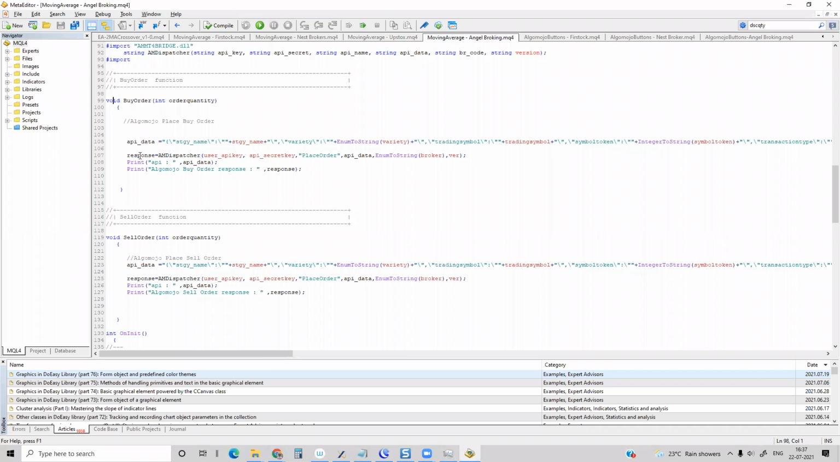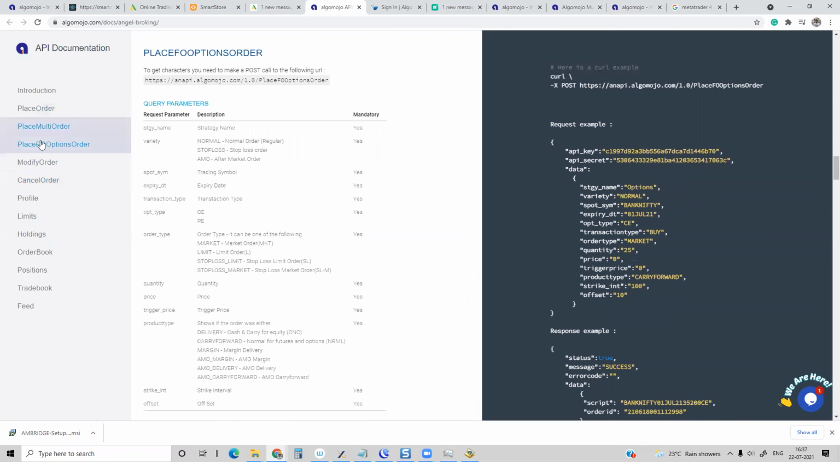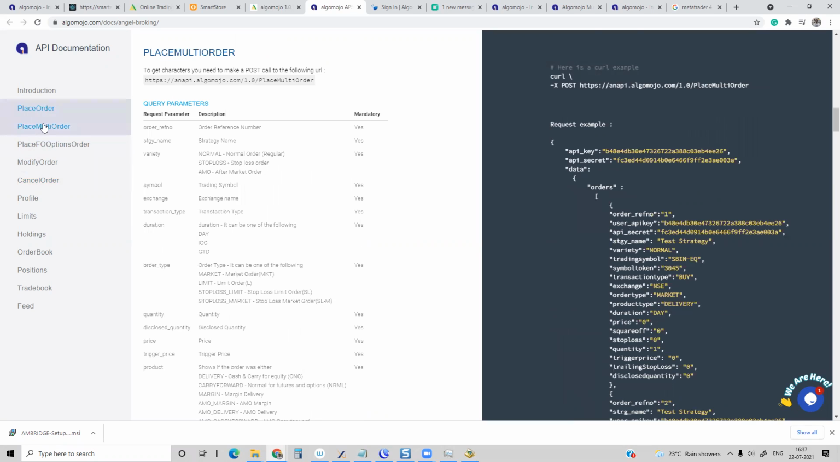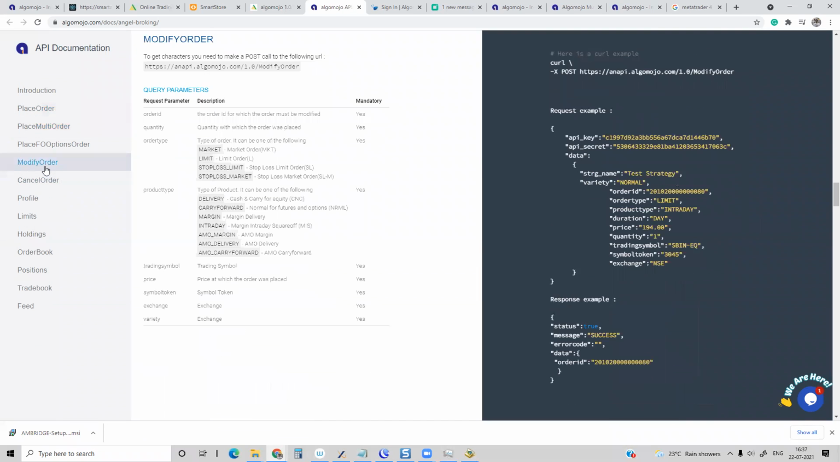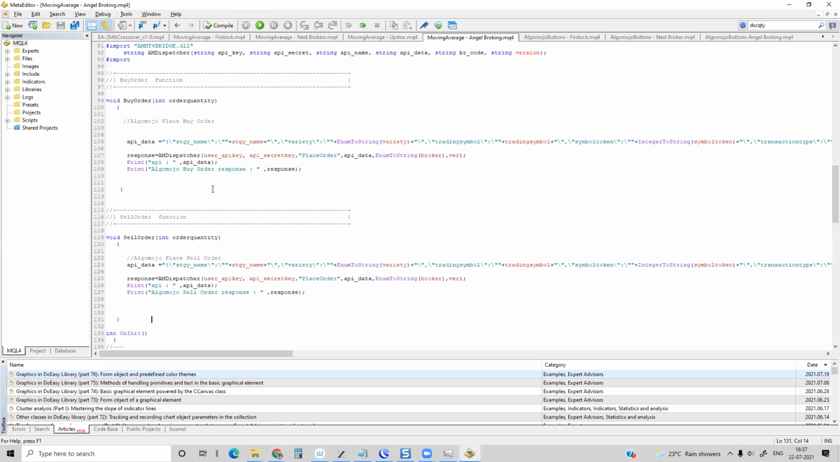All right. So likewise, I'm sending a buy order and a sell order. In a similar way, you can write your own code. Tomorrow, let's say you want to cancel an order, you can write your cancel order. You want to send an options order, you can write an options order. If you want to send a multi-order, let's say you want to fire orders in your account and also in your wife's account, or in your account and your mom's account, that is totally possible from the MT4 platform. You can handle multiple orders also. You can modify the order, you can cancel the order. Anything that you want to do programmatically can be done by reading the API request. So that is what I have done here, and that's what the code does.